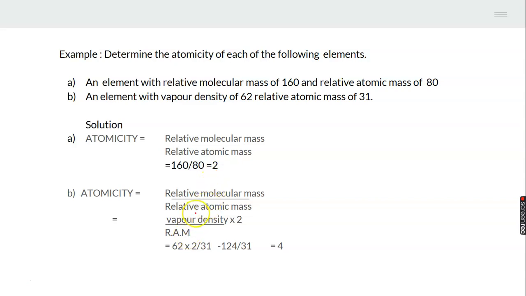At the same time, here you are just being given a vapor density and relative atomic mass, no relative molecular mass. From the previous formula, I said relative molecular mass is vapor density times 2. So that's what I'm using right here: vapor density times 2 divided by relative atomic mass. So 62 times 2 divided by 31 will give you 4.